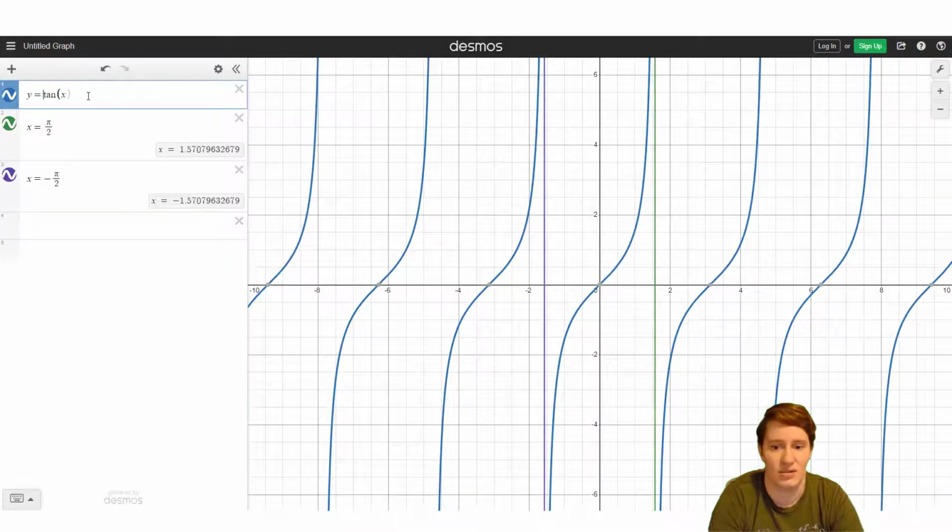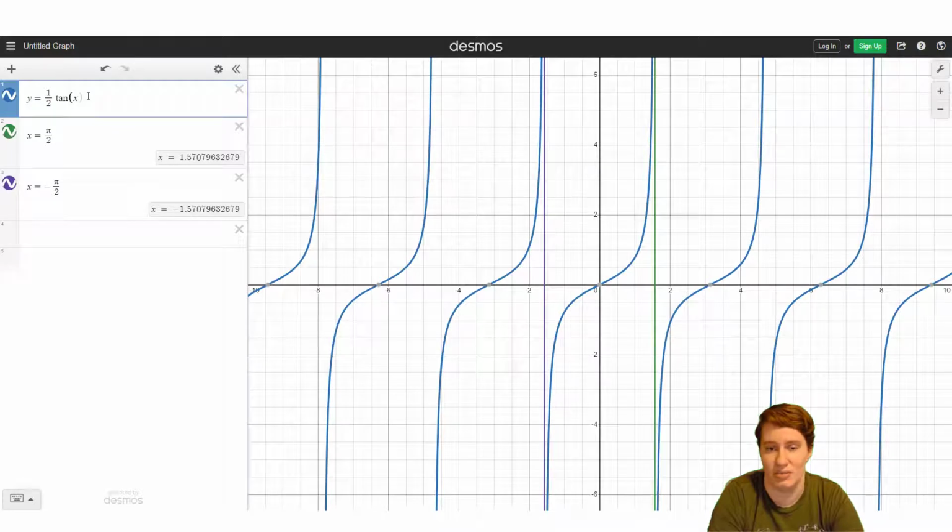You can kind of see the difference there. Or if we put a 1/2, it would actually make it go up slower. Those are, in my opinion, a little bit hard to show whenever we're graphing.